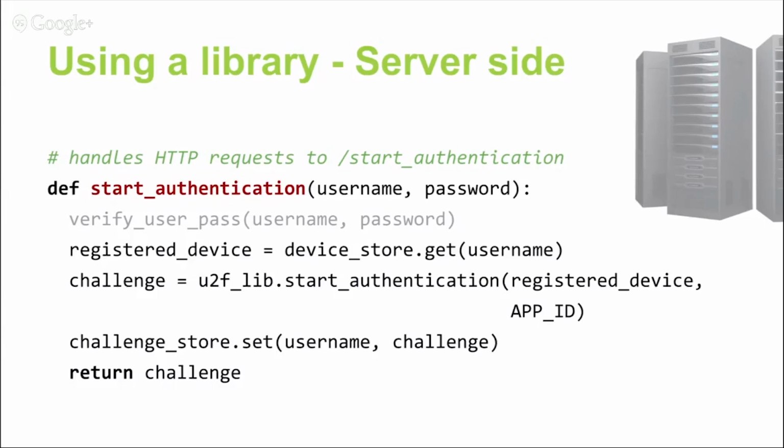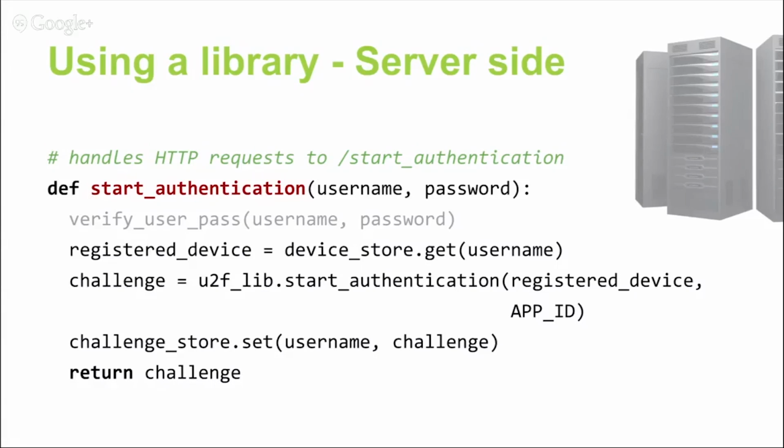We use our U2F library and call a method called start authentication, or something similar. As a parameter, we enter our registered device, so we've got the public key, and then the app ID, our home URL. Then we get a challenge. And then we store this challenge for future reference, because we will later have to verify that the response matched the challenge correctly. So we need to call our data store again and just store it away, and then return this challenge.